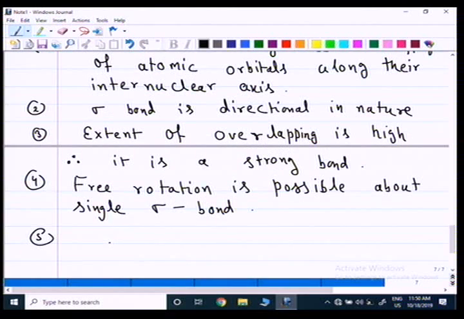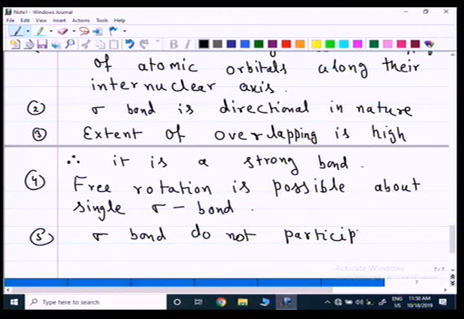Next, sigma bonds do not participate in resonance. Please copy.